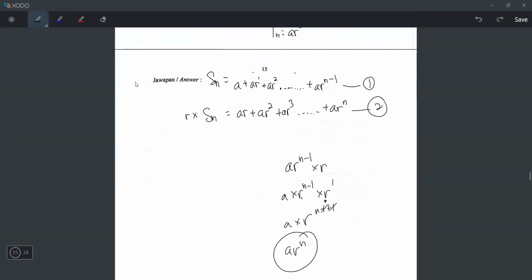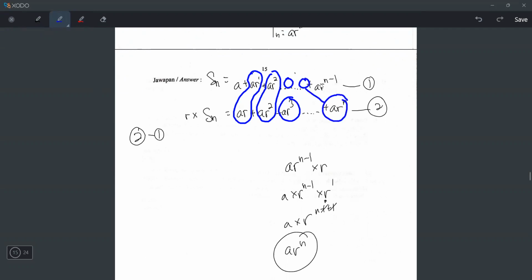Now what I will do is take equation 2 minus equation 1, because you can pair them up like this. Can you see it? The AR and the AR are the same. AR power 2 and AR power 2 are the same. And AR power 3 will be the same with whatever is here also. Everything in between will cancel each other, because they are the same. AR power n minus 1 cancels with the term before it like this. That's why I take equation 2 minus equation 1.